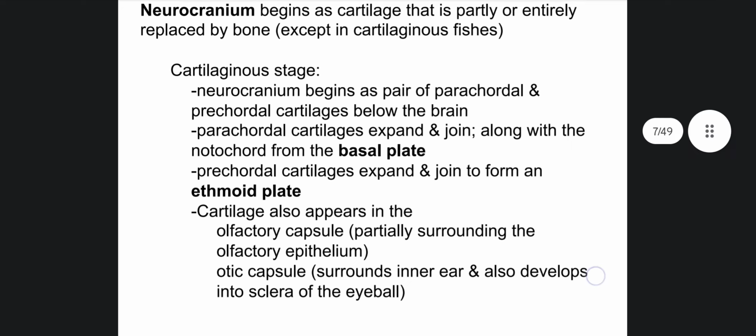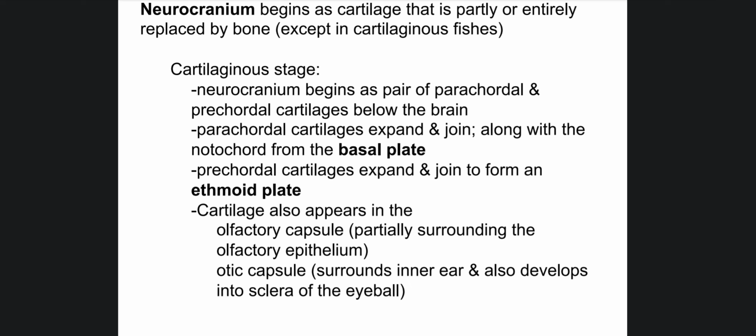The cartilage also appears in the form of the olfactory capsule, partially surrounding the olfactory epithelium, and the otic capsule, that is related with the ear, surrounds the inner ear and also develops into sclera of the eyeball. So you must understand that three structures or organs are going to be covered. First, the one at the base of the brain, the second one near the ear, particularly the inner ear, then the sclera of the eyeball, as well as the olfactory capsule. Yeah? So the nose is also covered in this case.